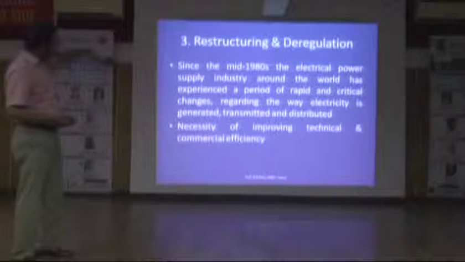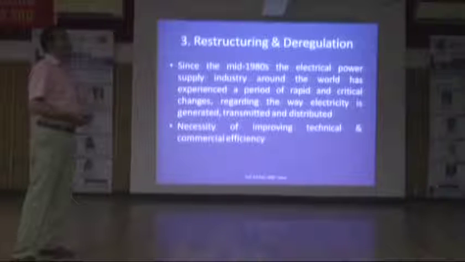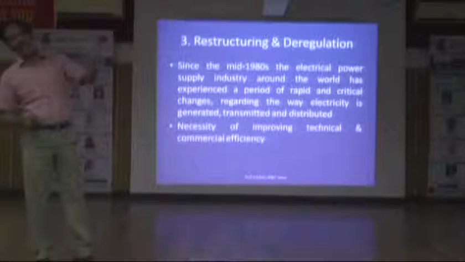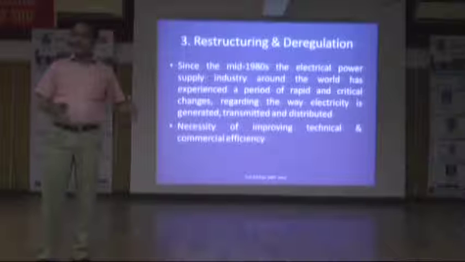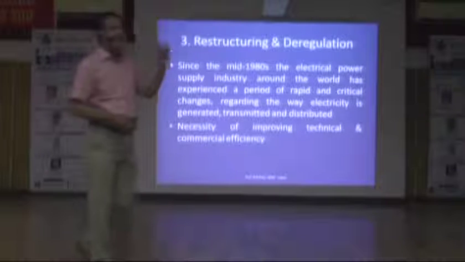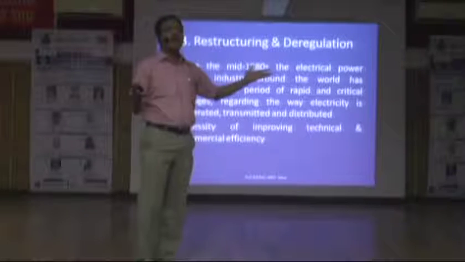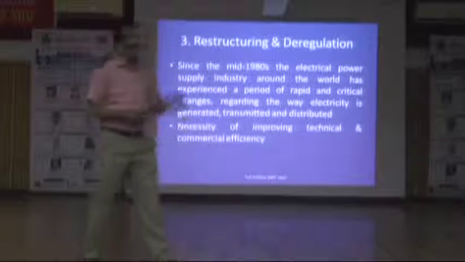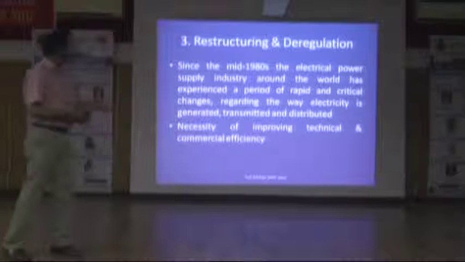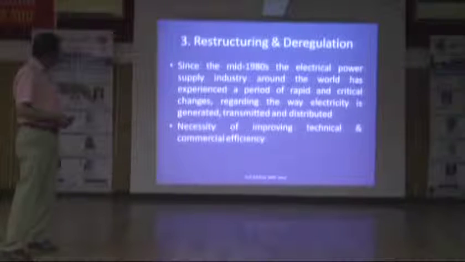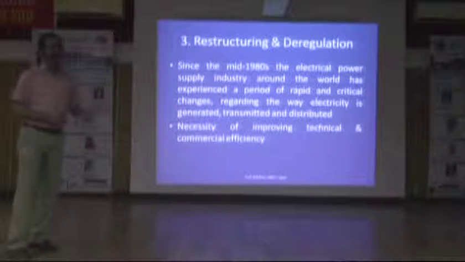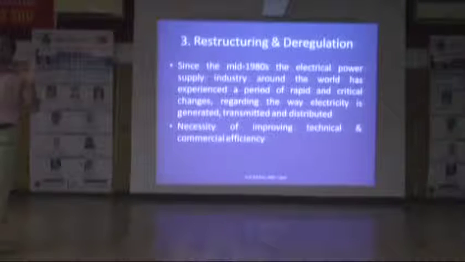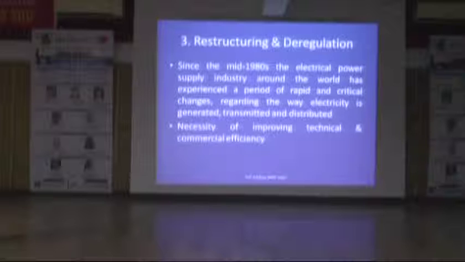So around the mid-80s, throughout the world, there was a change. The companies were split into different companies. Earlier it was one company, called the power electric utility. Now it is Gencos, we call it generation companies, Transcos, transmission companies, Discos and all. The idea was improving technical and commercial efficiency. So this was something on the commercial side. When they restructured the companies, then definitely they had to restructure the electrical system also.